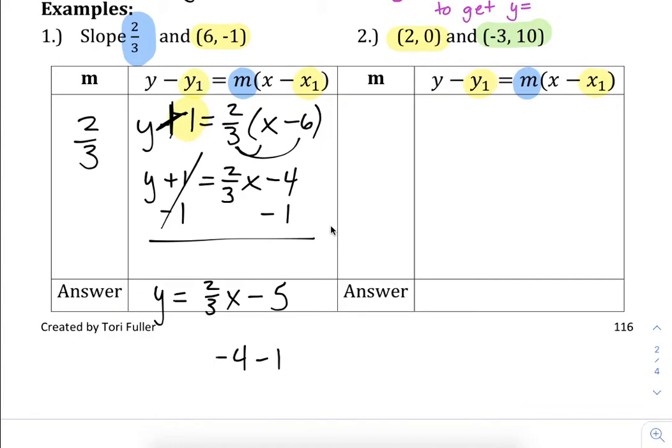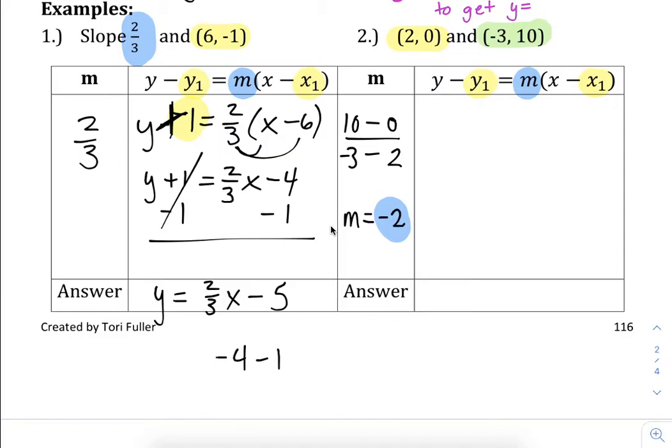I'll pause at the end of number 2. So on number 2, I don't know my slope, which means I'm going to have to calculate it with my formula. I'm going to do y2 minus y1, so 10 minus 0, and then on the bottom, x2 minus x1. If I simplify that out, my m comes out to be a -2. So this is the slope that I'm going to plug in, and then I get to choose.